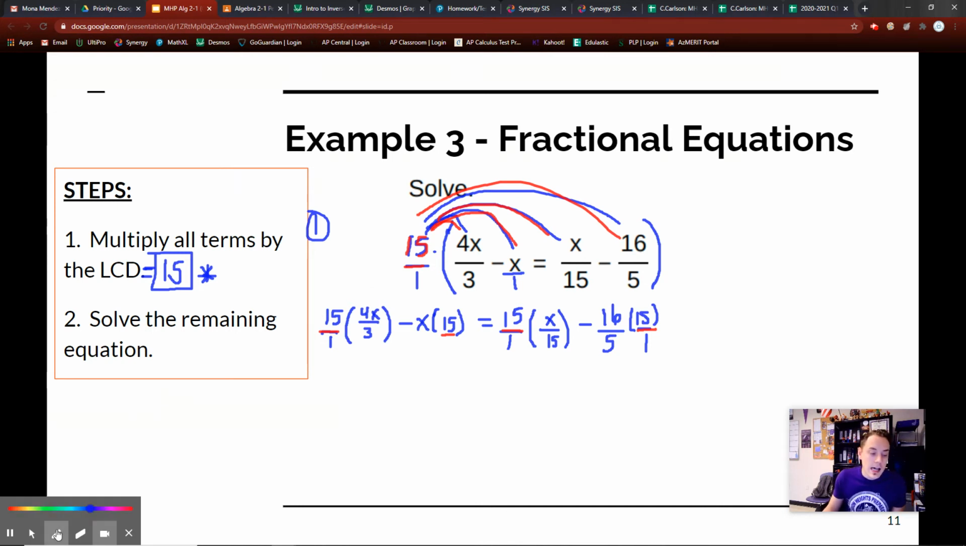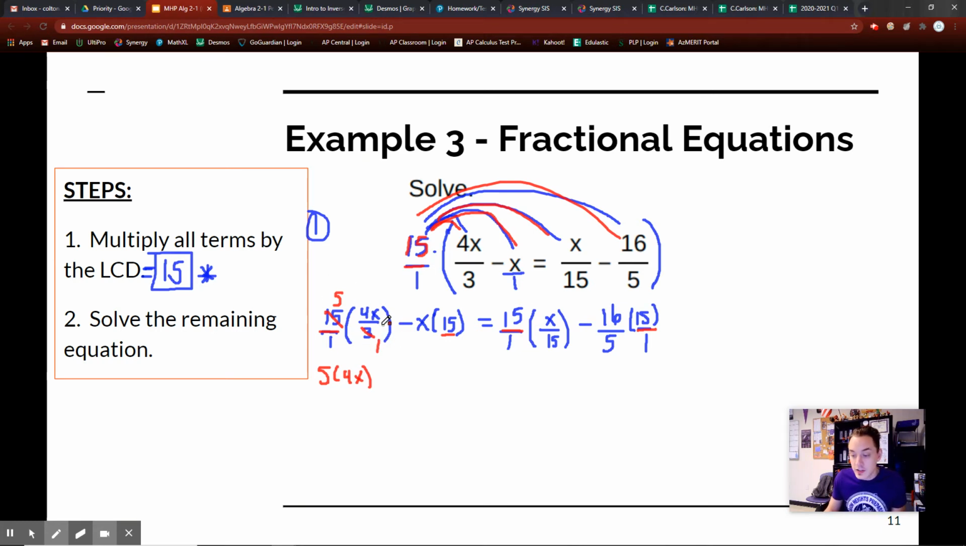Now, what do I do? Well, I have to start cross simplifying, but I use division in order to do that. Just like the last example, how many times does 3 go into 15? 5 times. So 3 goes into 3 once, but 3 goes into 15 5 times. So I have 5 times 4x. Notice how the denominator in this term is just 1. That's what I want, because I want to get rid of the fractions. I want to solve this beast. I can't solve for x if I don't first eliminate the fractions.